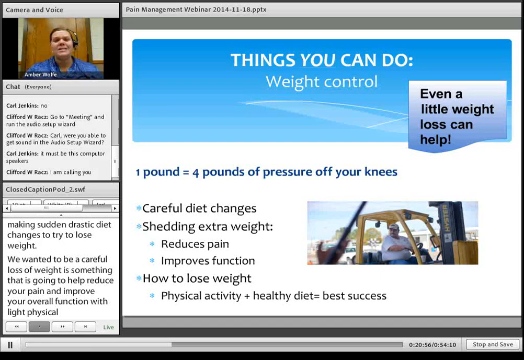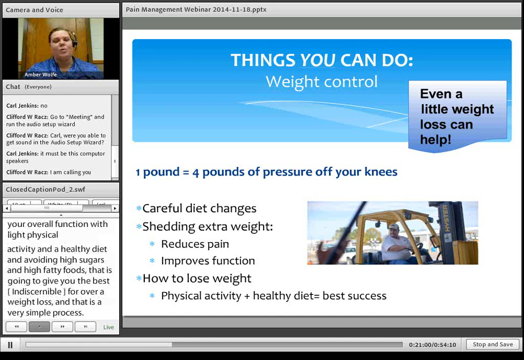And that's a very simple process. It doesn't require joining a gym. It doesn't require going out and hiring a personal trainer, but just simply speaking with your physician and finding the best method for you to maybe alter your diet or add a little bit of physical activity into your day.